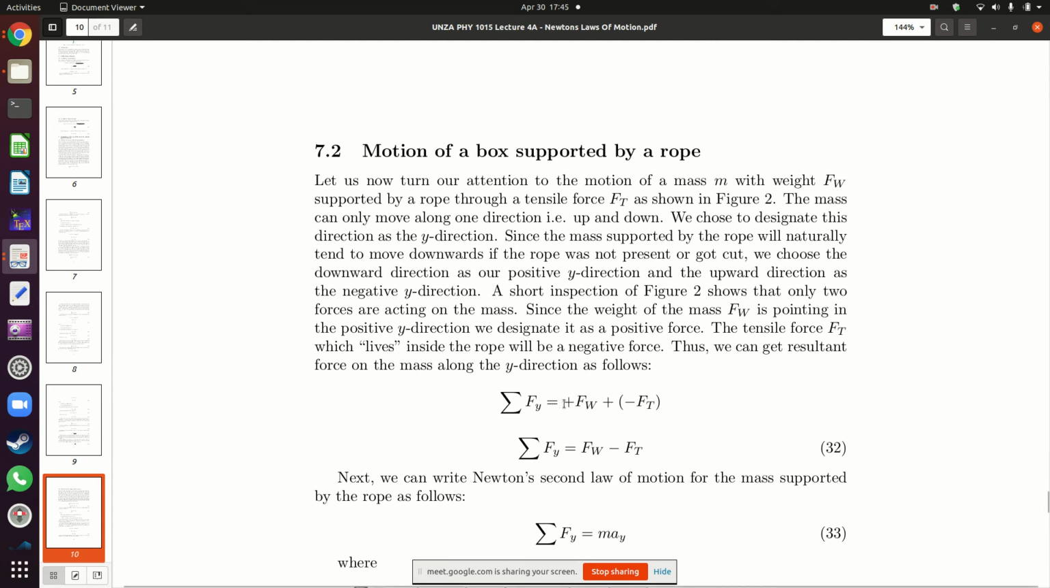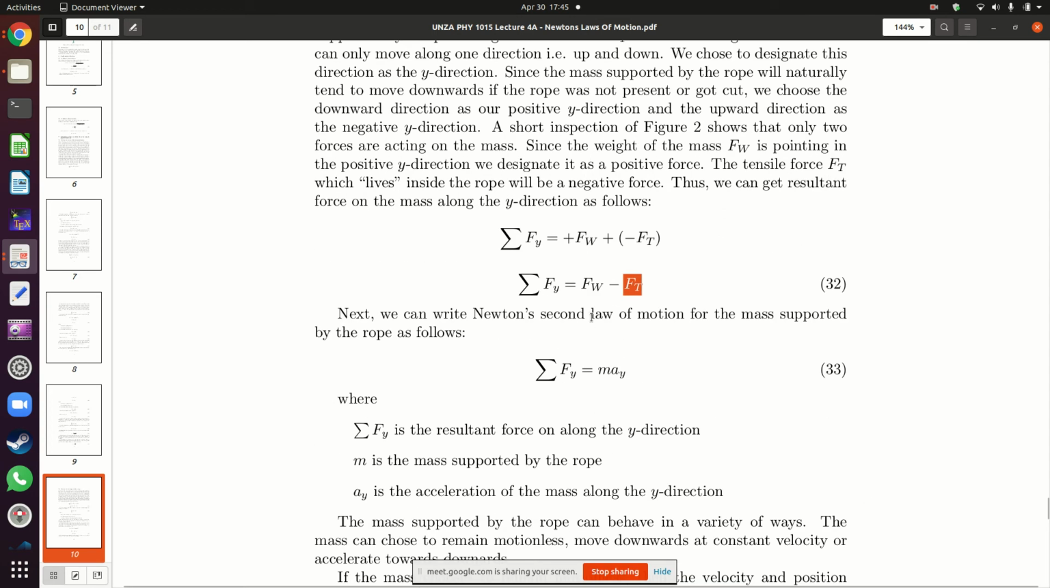So with the choice I've made, the weight becomes a positive force, plus Fw, then the tension which is pointing up becomes a negative force, minus Ft. So I end up having a resultant force equal to the weight minus Ft. This is my expression of the resultant force with the choices I've made, since I have taken into consideration that if there was no tension, the box would fall to the ground. So it tends to move down. That direction in which the box naturally wants to move is what I've chosen to be the positive direction.